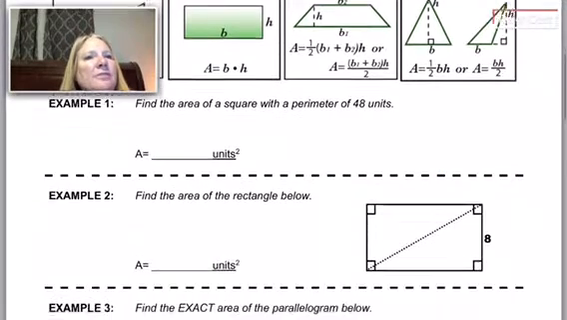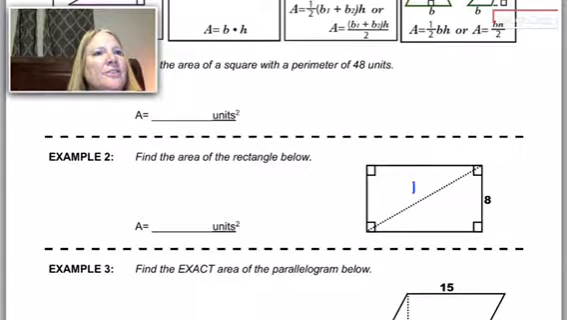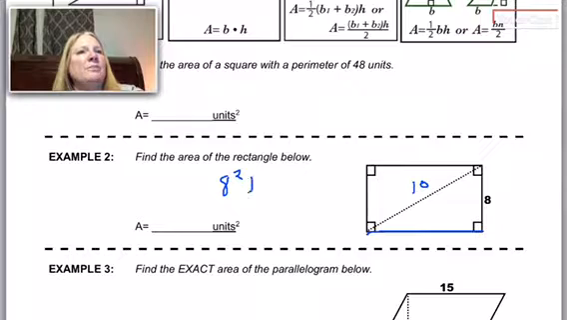The next one is a rectangle, and it says find the area of the rectangle below. And again, mine is missing a measurement, so let's put a 10 here. If they want you to find the area of this rectangle, then you would need to find the length of this side. We can do that with the Pythagorean theorem, which would be 8 squared plus b squared is equal to 10 squared.